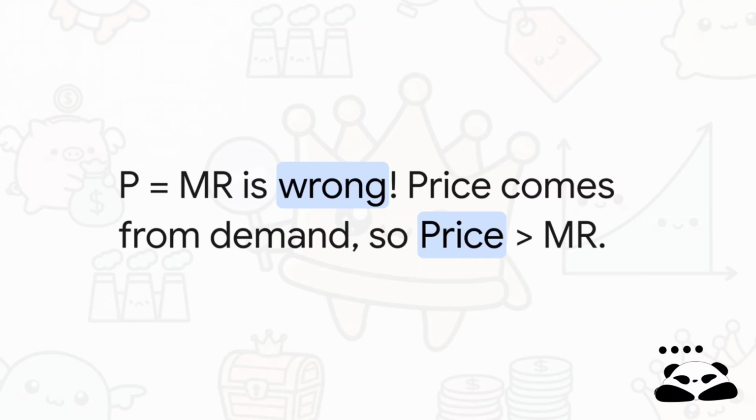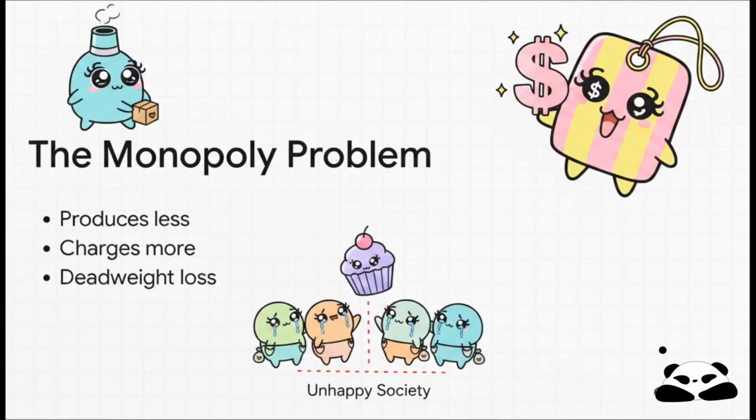That only applies to perfect competition. For Ravi, price comes directly from his downward sloping demand curve. So at equilibrium, price is strictly greater than marginal revenue. And this brilliantly highlights the inherent inefficiency of monopolies.